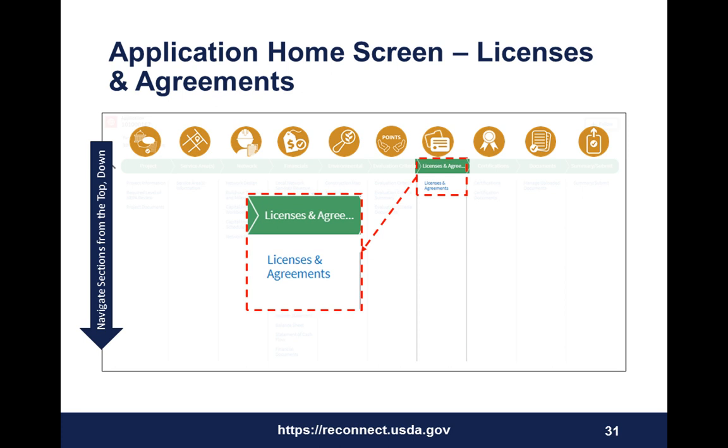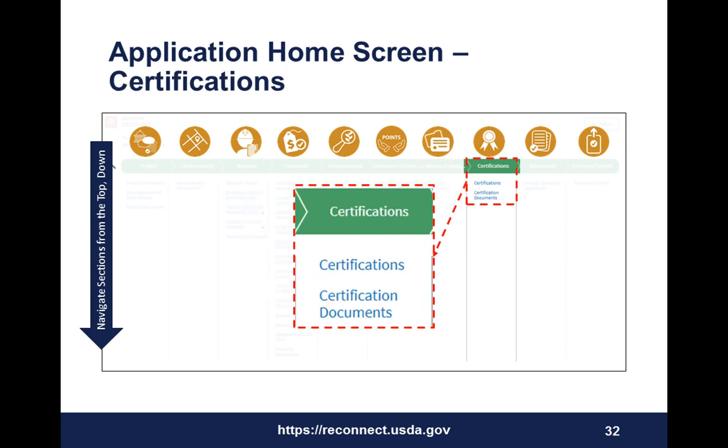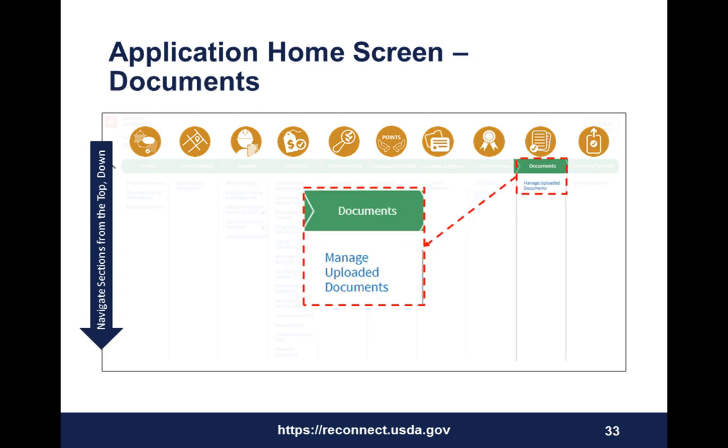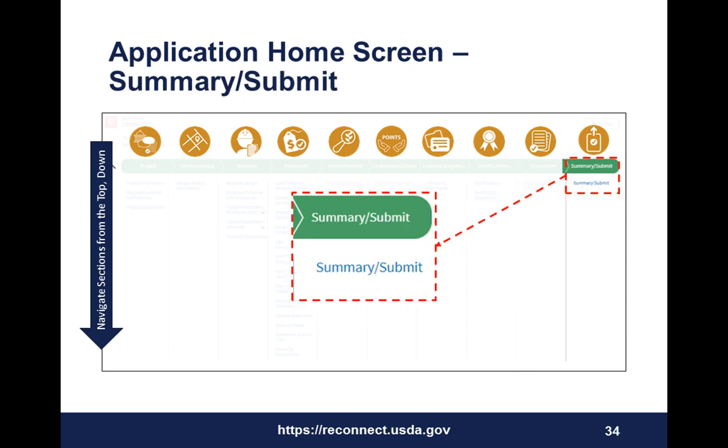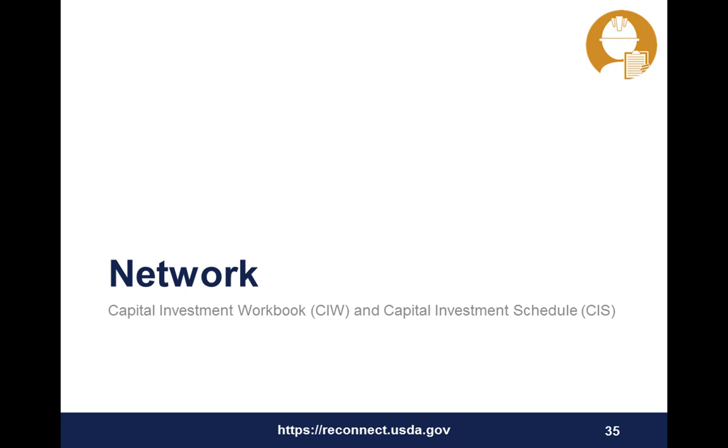Applicants should then upload required licenses and agreements, such as indefeasible rights of use agreements, followed by the certification section, where you can check self-certification boxes, such as self-certifying that you aren't delinquent on any federal debt obligations. Before submitting, applicants can manage all uploaded documents as shown on the slide. And lastly, applicants will have the ability to review their summary and submit their applications. With that, I will turn it over to George Voris, who will walk you through the financial section of the application.